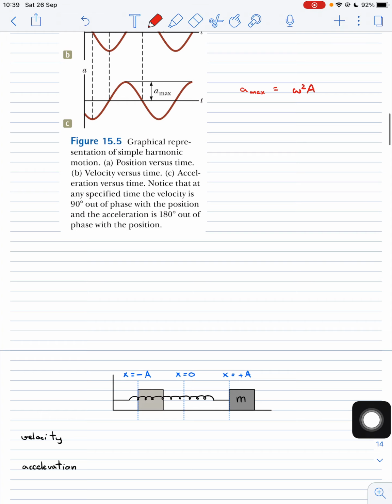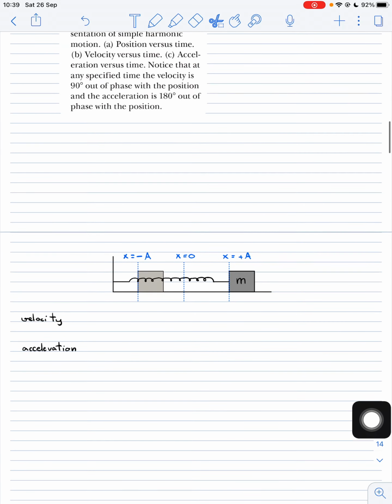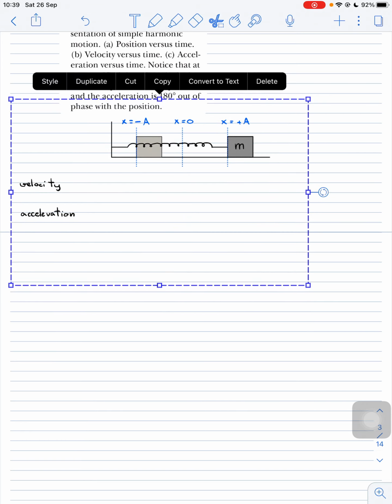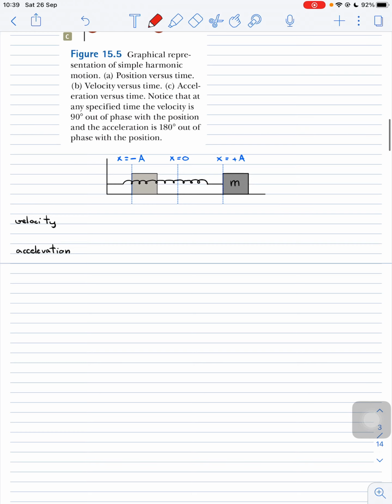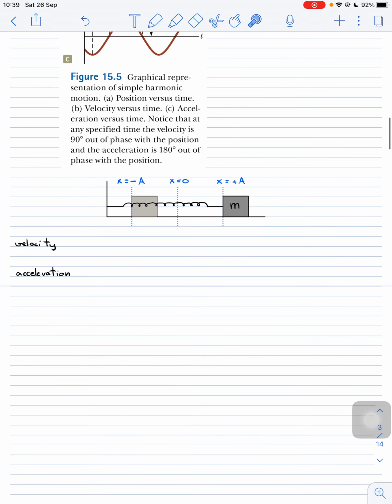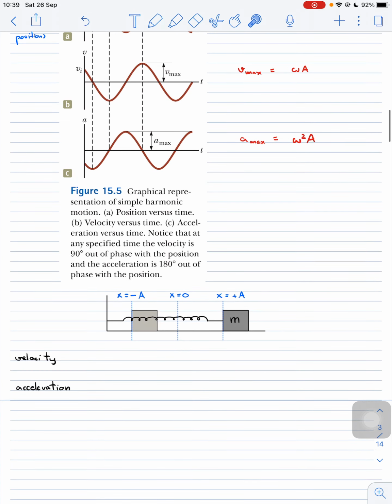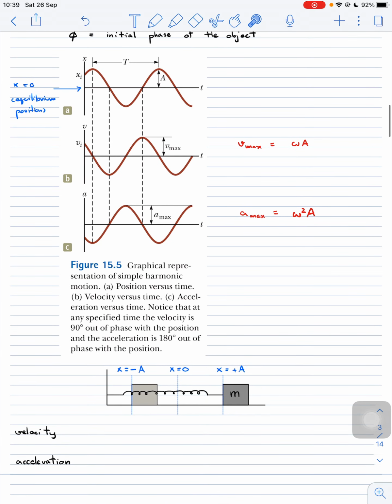Okay, so now let's conclude this in this picture. Let's consider when the object is at x equal to positive A, at the maximum amplitude here. You can see that when the object is at the maximum amplitude at this position, the velocity of the object must be equal to 0.